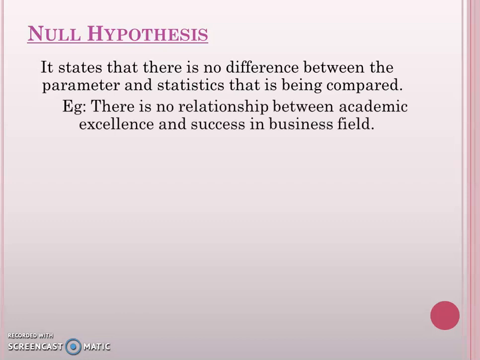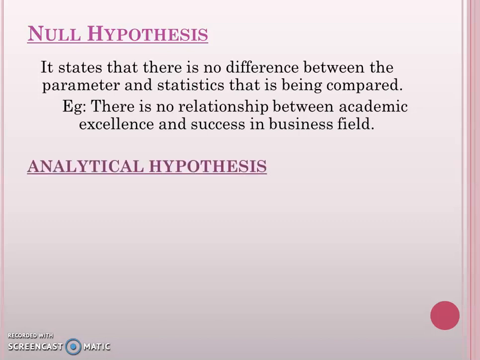As an example, there is no relationship between academic excellence and success in the business field. So what will be the alternative hypothesis? There is a relationship between academic excellence and success in the business field. So we have to prove whether the null hypothesis is standing or whether the alternative hypothesis is standing. For that, we need to conduct statistical analysis and prove whether this happens or not.